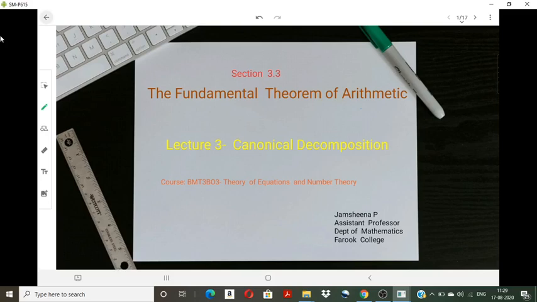Hello all. In this lecture, we will discuss the canonical decomposition of a positive integer, mainly the composite numbers.